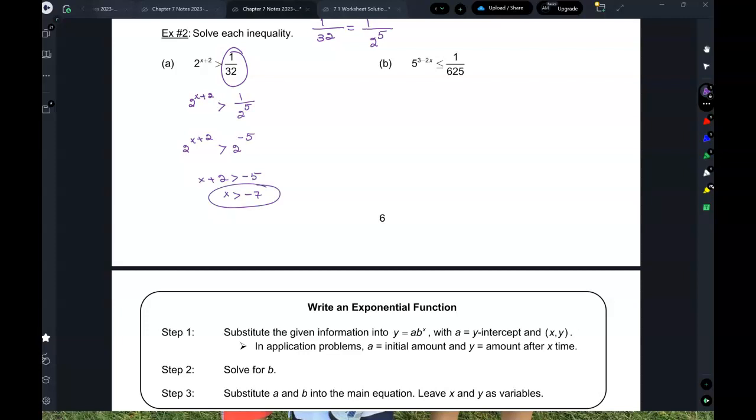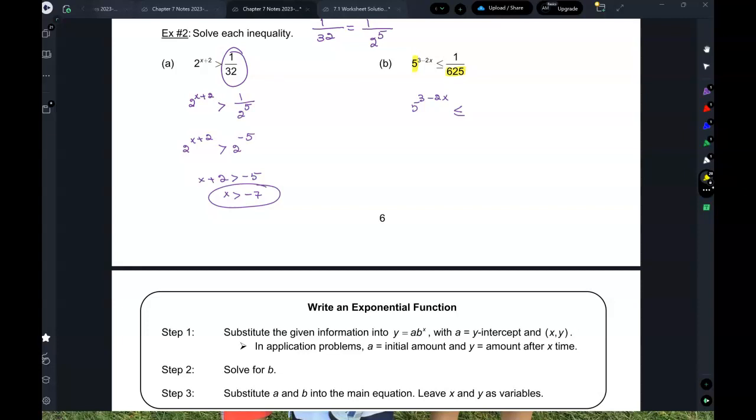Okay, here. I have 5 to the power of 3 minus 2x, less than or equal to. So let's think about this for a minute. I have a 5, and then I have a 1 over 625. The 5 is a numerator. This is in the denominator. To make them both the same level, you have to have a negative exponent.